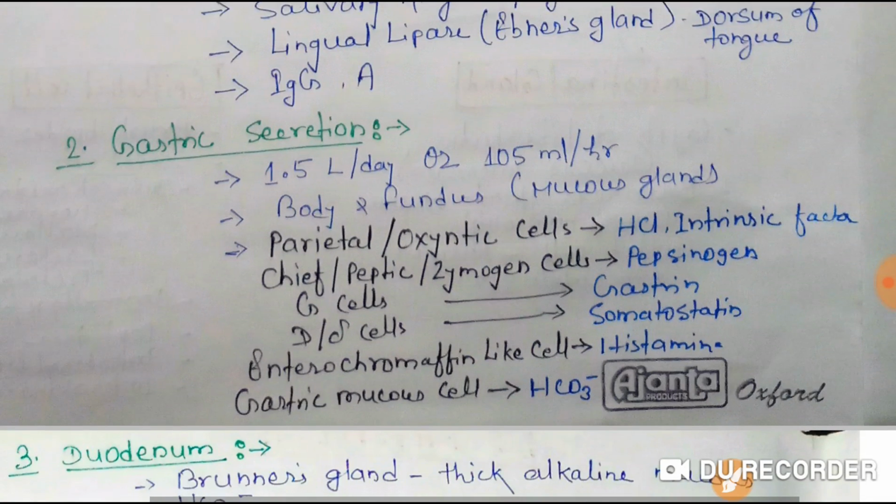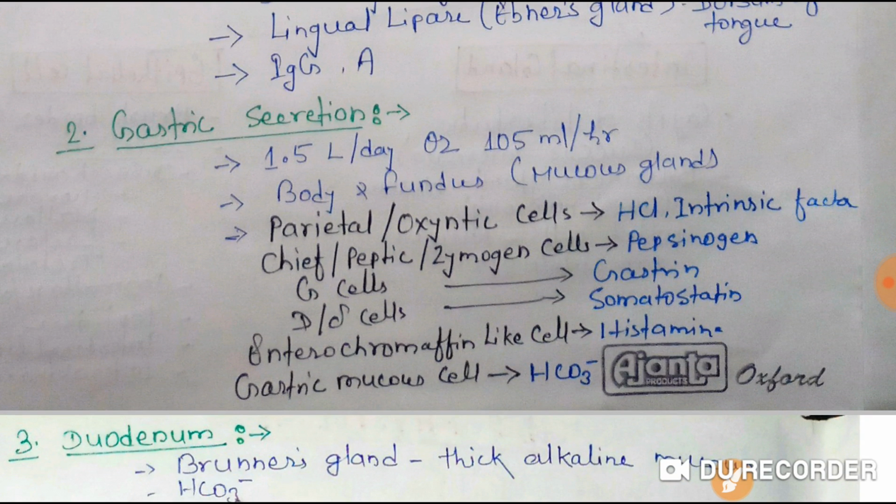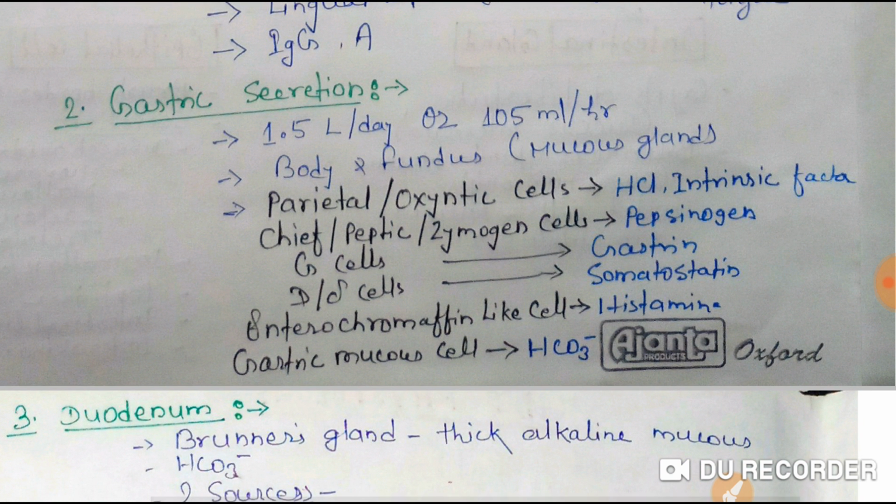Next is the gastric secretion. The gastric secretion is 1.5 liters per day or 105 ml per hour. This was asked in NEET PG, that the amount of gastric secretion is 105 ml per hour.